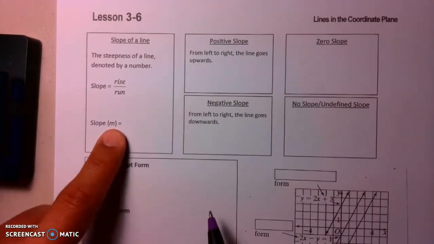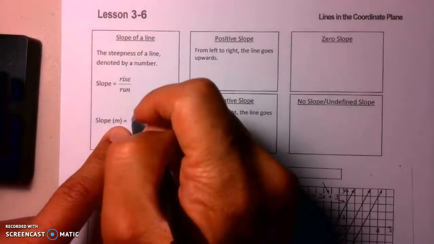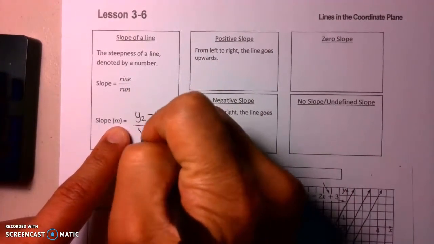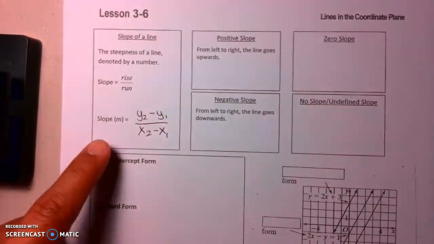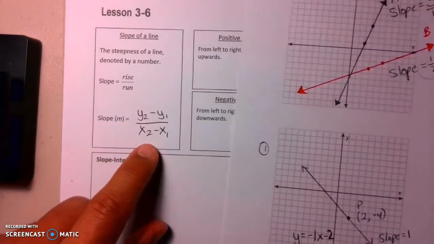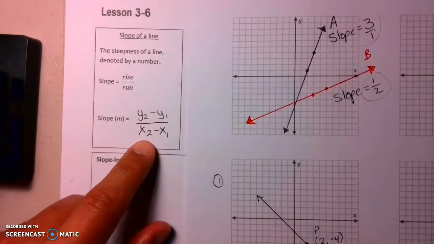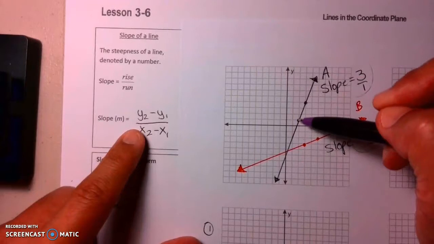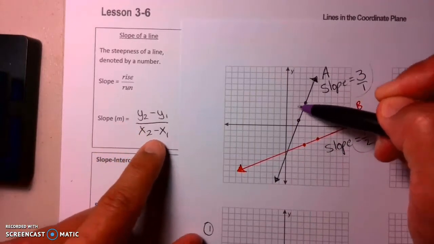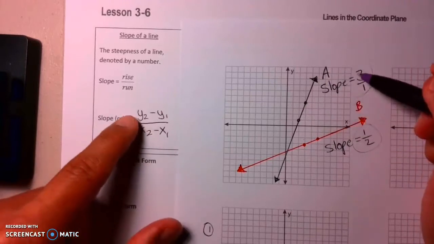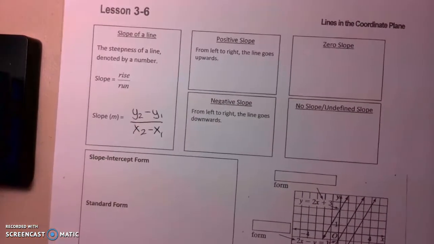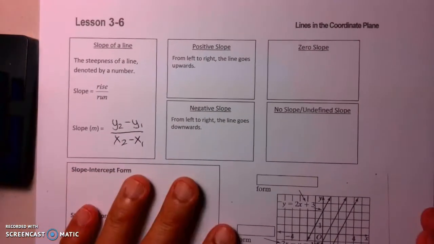The equation for a slope, if you were given coordinate pairs, would be y2 minus y1 over x2 minus x1. You subtract the y values and put that over subtracting the x values. When you subtract y values, that tells you the difference of up and down. When you subtract x values, that tells you the difference left to right. And so it's rise over run. We'll go over this particular formula a little bit later.